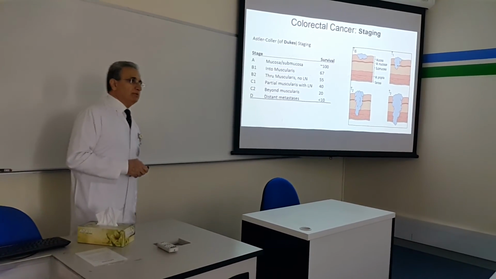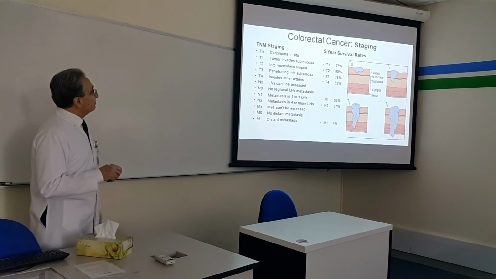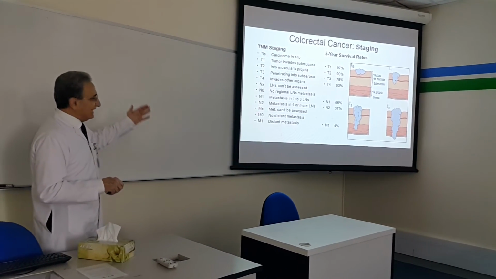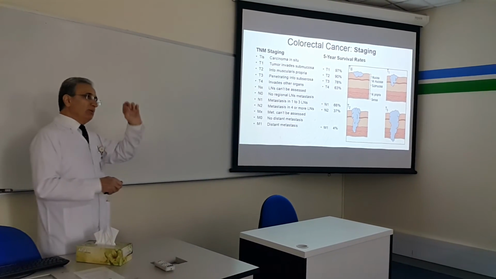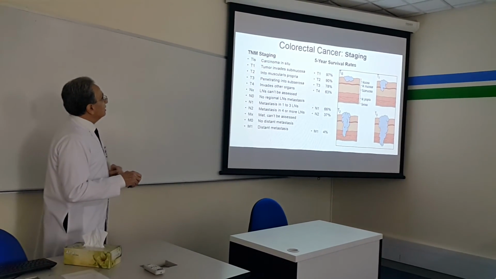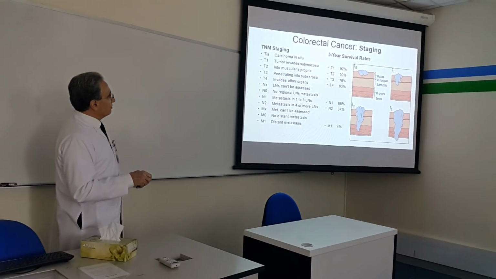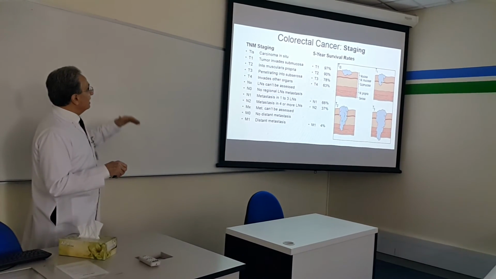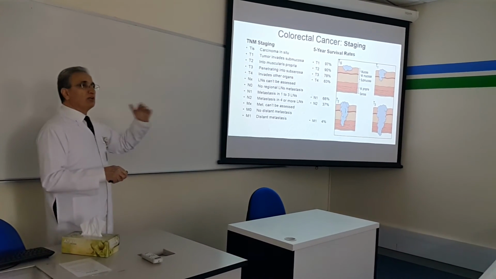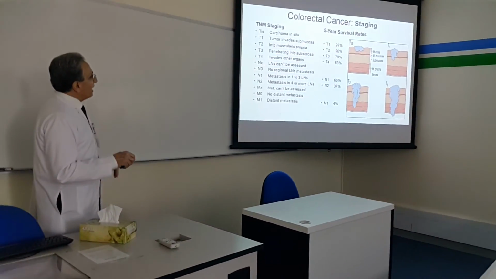According to TNM, also you get similar figures here, but TNM here is more delineated, with more details here, like TIS, meaning carcinoma in situ, limited to the mucosa. T1 invades the submucosa, T2 the muscularis propria, T3 penetrating into the subserosa, and then T4 invades other organs outside the colon, okay, neighboring organs.